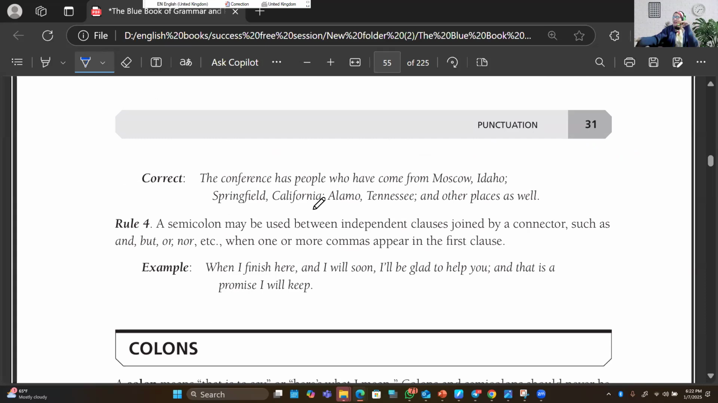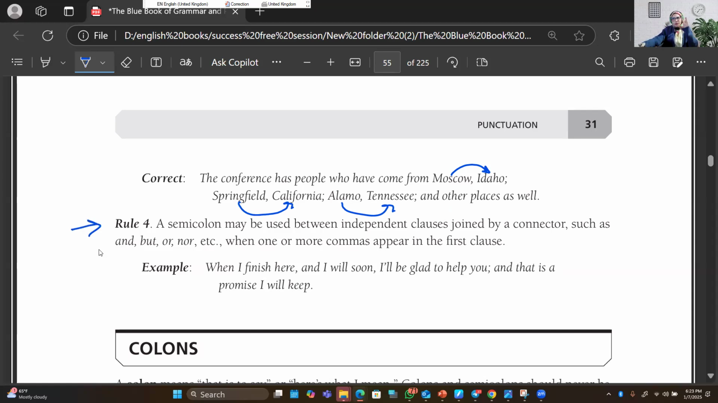Like this one: the conference has people who have come from Moscow, Ohio; Springfield, California; Alamo, Texas; and other places as well. Moscow, which is in Ohio. Springfield, which is in California. Alamo from Texas, and other places as well. Wow, that's clear. Right? So this is called ambiguity, by the way. We use semicolons to eliminate ambiguity, like being understood in a different way.